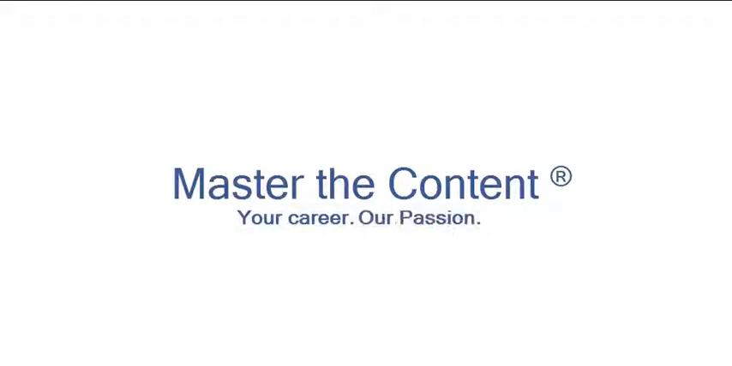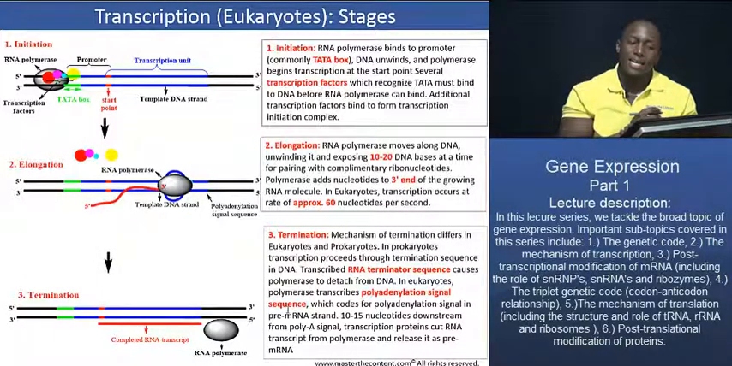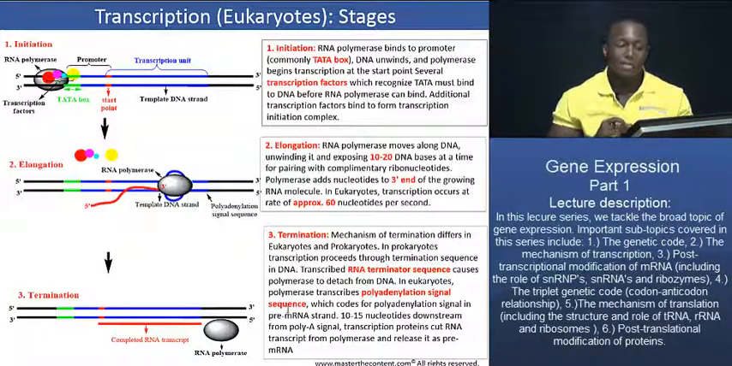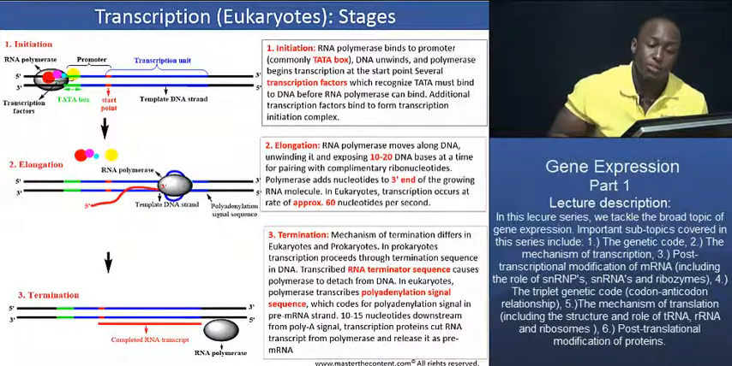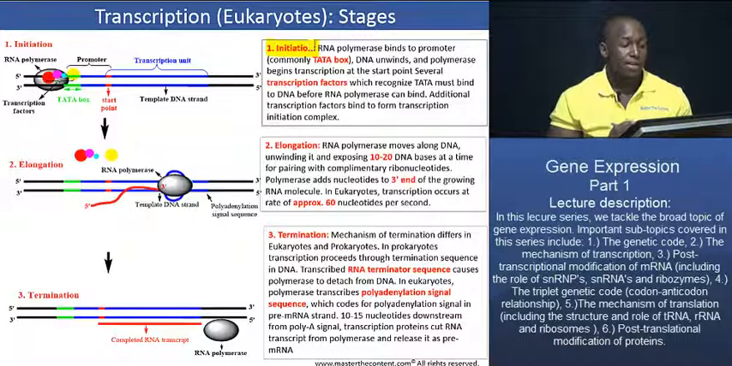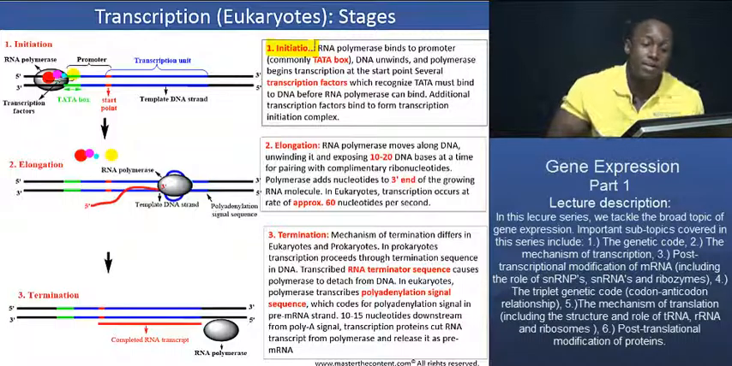Your career, our passion. So what this slide does, it gives you a nice diagrammatic representation of the transcription of a gene. Now, I'm talking about transcription specifically in eukaryotes because remember, as I said, prokaryotic organisms do not need any assistance. They do not need any help when it comes to binding to DNA to begin transcription, but eukaryotic cells do. So like I said, the first step in the transcription process is initiation. And it just basically involves the binding of RNA polymerase.